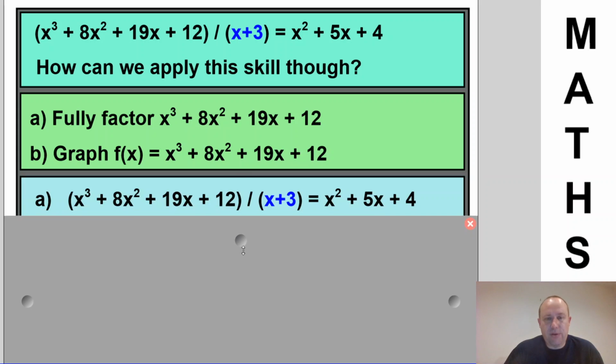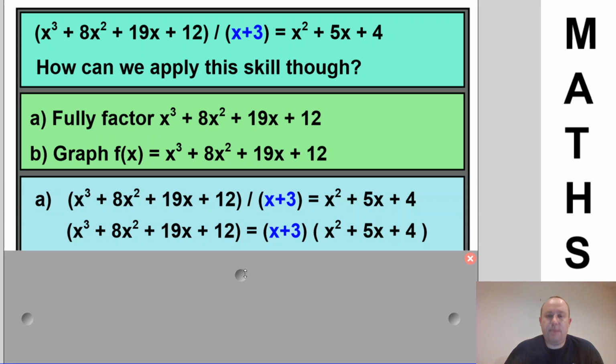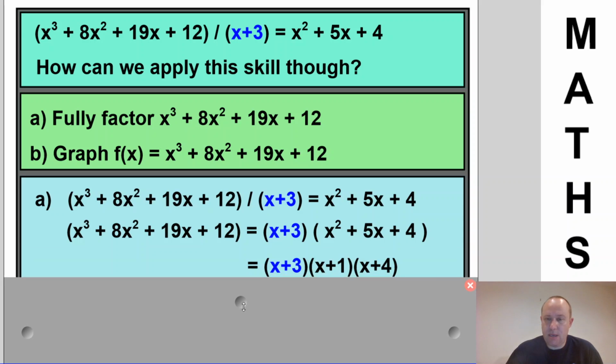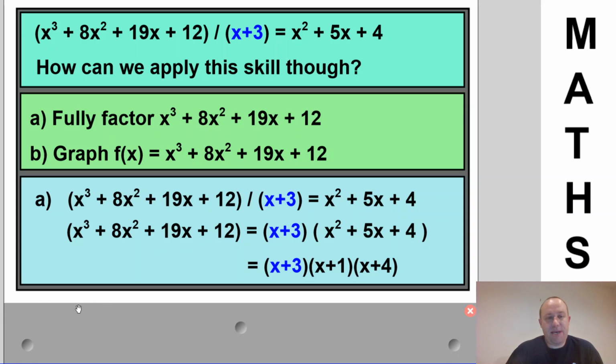So, as we've already fully factored for part A, let me write down what that actually is. If we know that this divided by x plus 3 is this answer, then if we multiply both sides by x plus 3, we can actually say what that original polynomial is. Notice this second polynomial actually factors. And once we've got to that, then we can actually start working out what the graph would actually look like.